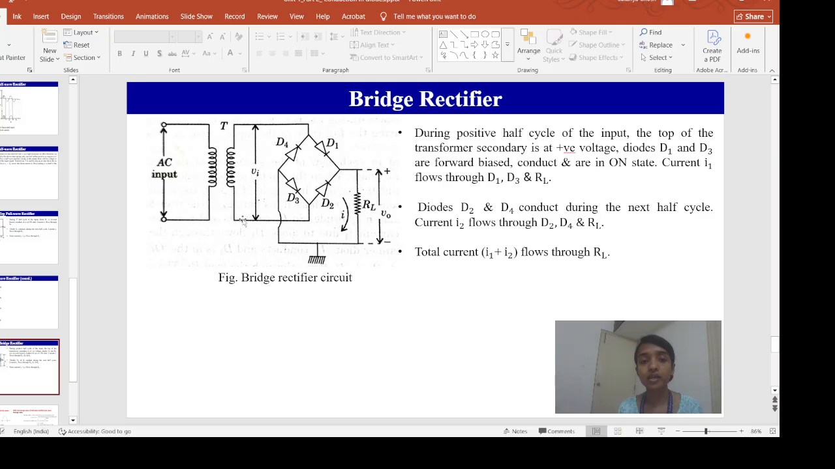Now come to the next half cycle of the input signal, this is negative, this is positive, so this will be negative and this will be positive. That means here it is negative. If it is negative, which diodes will be on? Obviously, negative to positive means the diode will be off, right?